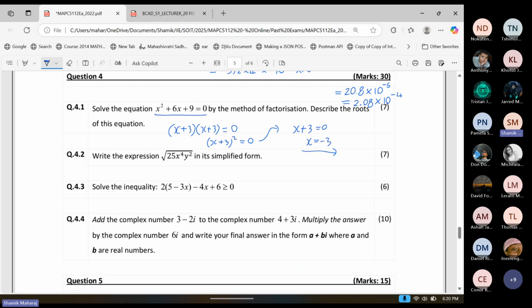And that's the answer. So the hardest part here is really factorizing. And again, if you're not sure, just go back to the R and S method section. It shows you how to do that there. All right, so that's that.